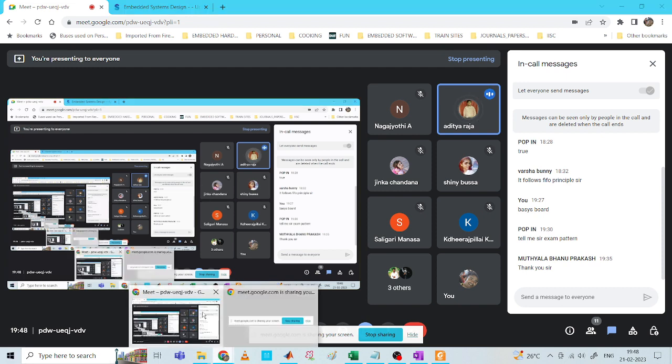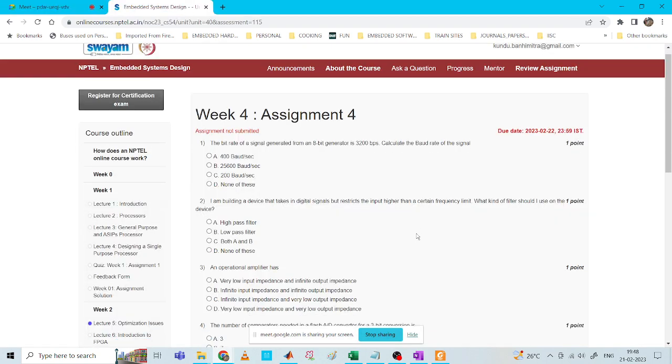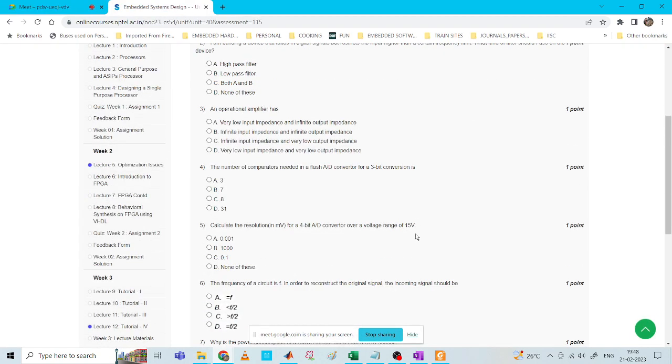In a flash ADC converter, it has 3-bit conversion. Is the formula 2 to the power n or 2 to the power n minus 1? 2 to the power n minus 1, sir. Yeah. So what should be the answer? 7. 7, sir. Yeah. Okay, sir.